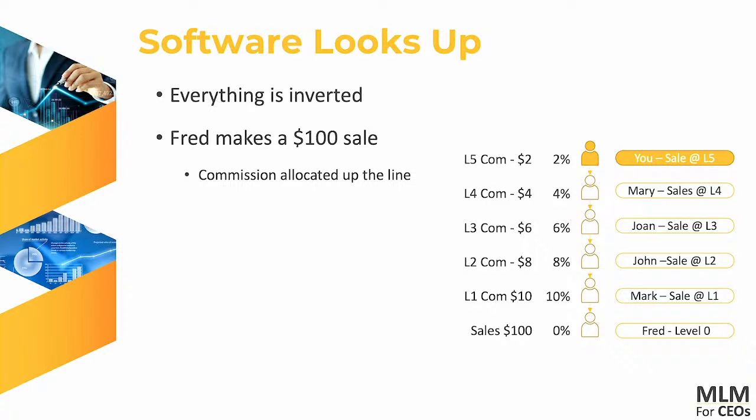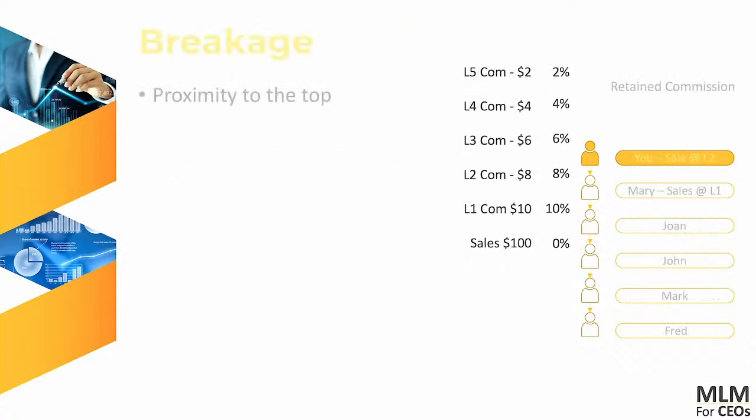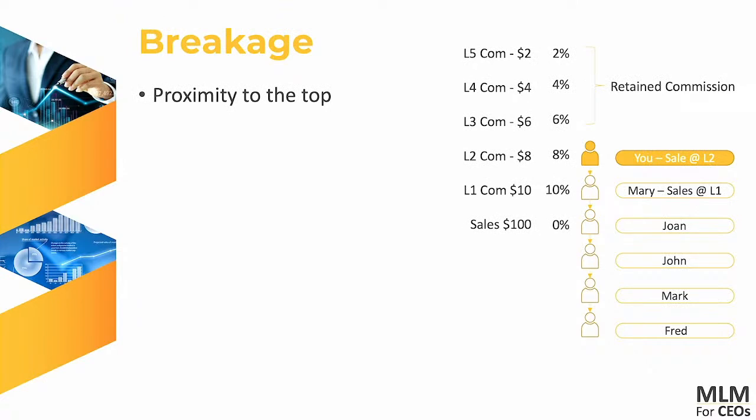So when it comes to the company, it is looking up from the sale. When it comes to the member, they are looking down from the sale. So the company says, well, we're paying out 30% up the line. It has to make sure it allocates that 30% and doesn't over allocate anything. Now, this leads to a concept called breakage.